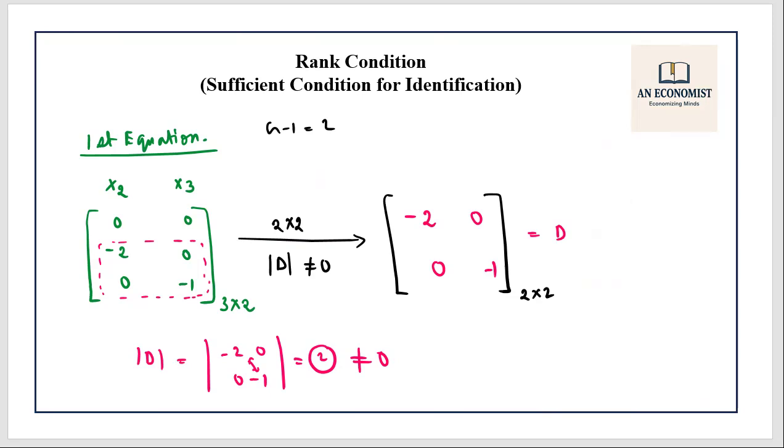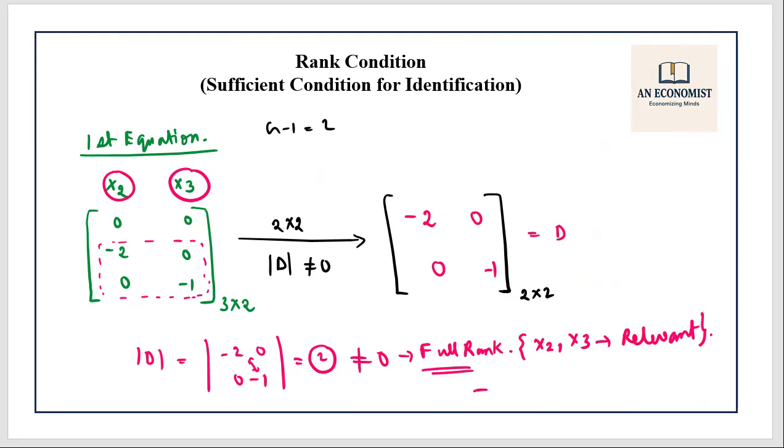It means there are two linearly independent rows or columns present in the matrix. That is why it is a full rank matrix. So this basically ensures that both the instruments are valid instruments, right? Full rank means both x2 and x3 are relevant or valid instruments. That is why the rank condition is satisfied. The rank condition holds. So the first equation qualifies for estimation.